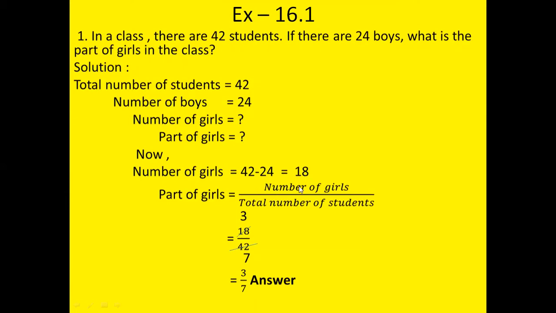Then part of girls equals number of girls up, total number down, and then cancel here: 3 6 are 7, 6 are 3 by 7. And we can check. If we add the part of girls and part of boys, if you find the part of boys, what will it be? 24 by 42, and that will give one single complete one. Okay.